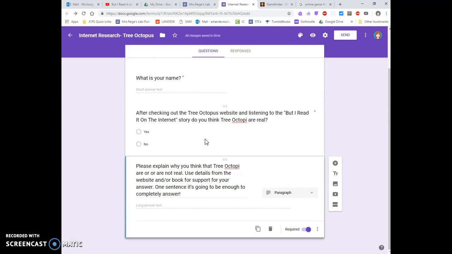Now, one sentence is not going to be enough to completely answer. And you are writing in sentences, so remember, use shift to make capital letters. We don't write in all caps, just the beginning of the sentences or people's names or places. And we want punctuation at the end of our sentences as well.